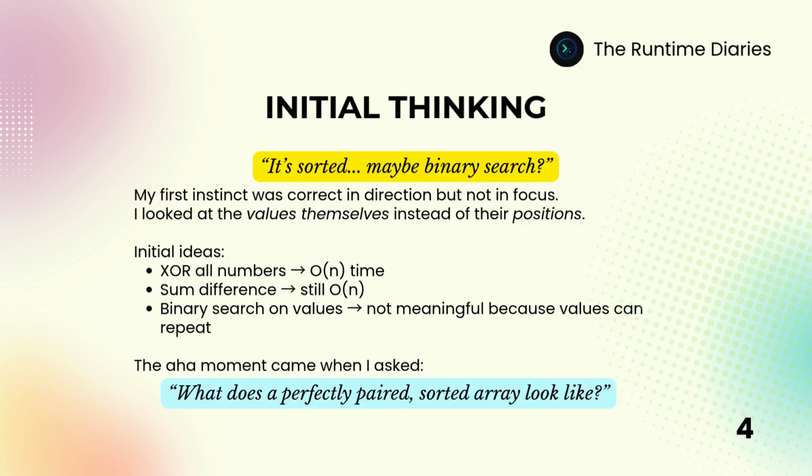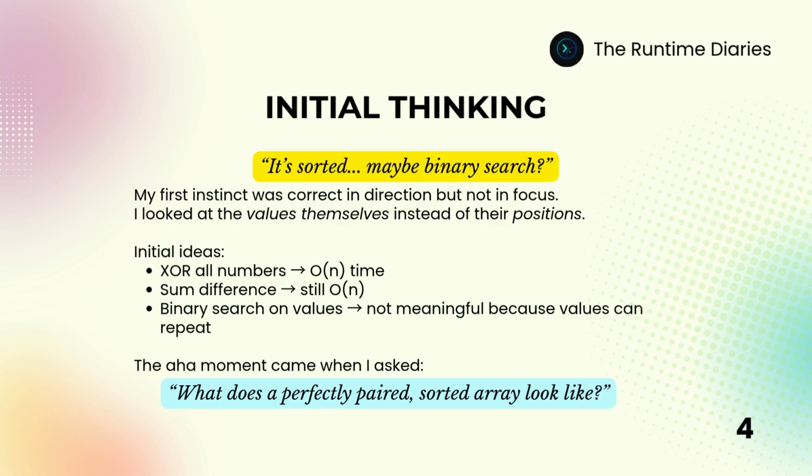My first instinct was right about using binary search because the array is already sorted. But I was focused on values, not positions. I tried things like XORing all the numbers or checking sums, but those are O(n). Binary search on values doesn't help either because duplicates confuse the ordering.